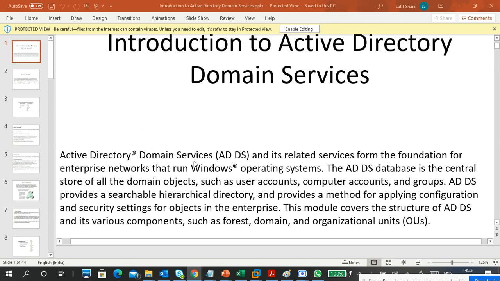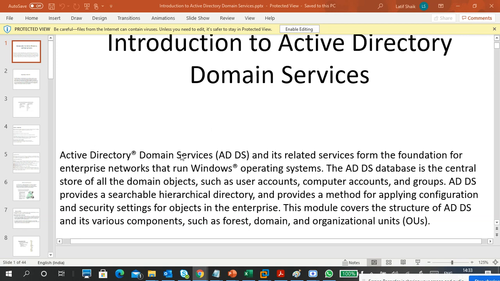Active Directory Domain Services. Active Directory is the only name. From Server 2008 onwards, it is Active Directory Domain Services, a related service forming the foundation of an enterprise network that runs the Windows operating system. So the name came from the Windows operating system part only. It's not a common terminology. It is only in Windows. The ADDS database is a central store of all domain objects such as user accounts, computer accounts, and groups. ADDS provides a searchable hierarchical directory and a method for applying configuration and security settings for objects in the enterprise.